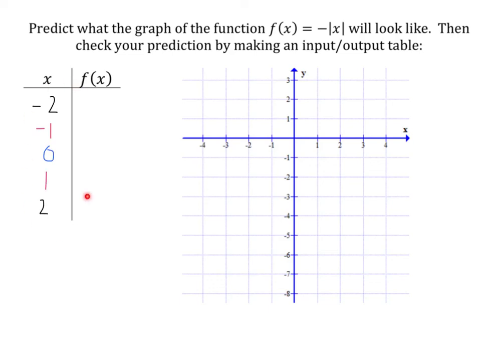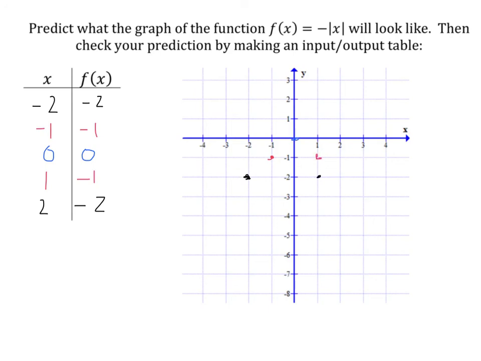When I input each of these values into this function, the absolute value will make each of them a positive output, but then this negative will make each and every one of them change sign. So this here will be negative 2, this will be negative 1, this will be 0, we'll have negative 1, and we'll have negative 2. And so if I plot each of these points, we're going to see that the prediction that we made earlier turns out to be quite true.